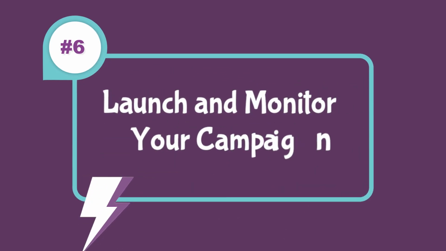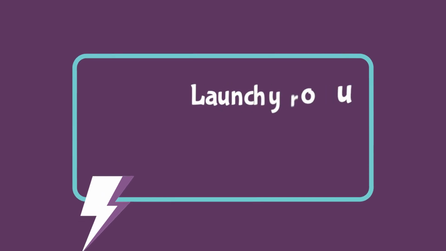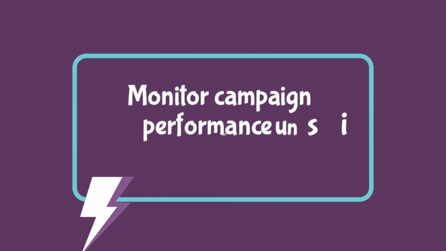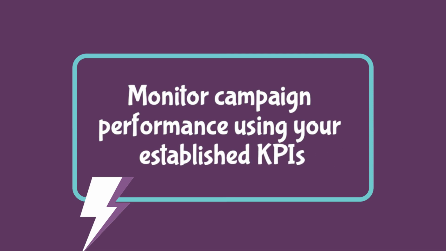Step 6, launch and monitor your campaign. Once your retargeting campaign is set up, it's time to launch it and closely monitor its performance. Some things to do around this would be for you to launch your retargeting campaign only on your chosen platform where you have the most engagement. Also, monitor the campaign performance using your established KPIs. That is your key performance index.